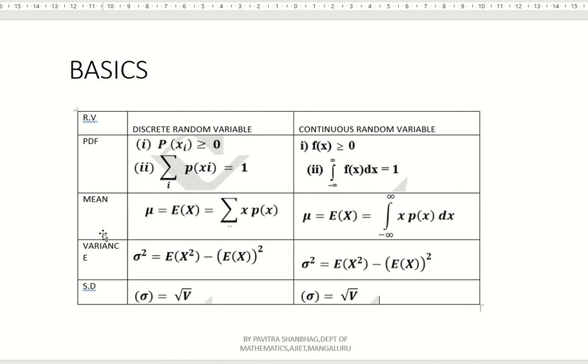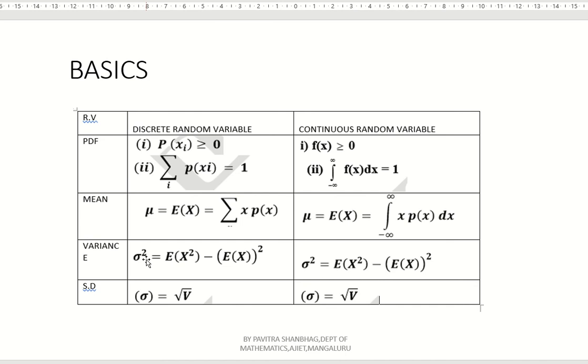Okay. Now what is mean? Mean means mu or expectation of x, that is E of x, which is equal to summation x p x, right? Similarly for a continuous random variable, mean mu equals E of x, which is equal to the integration of x p x dx. Here summation x p x, there integration x p x dx, with limits from minus infinity to infinity.